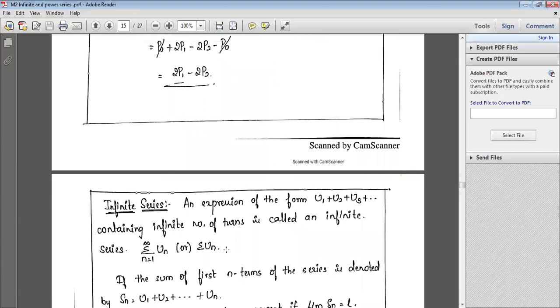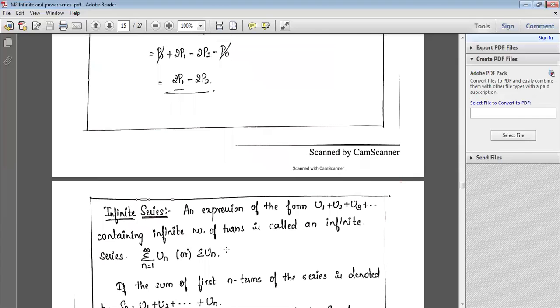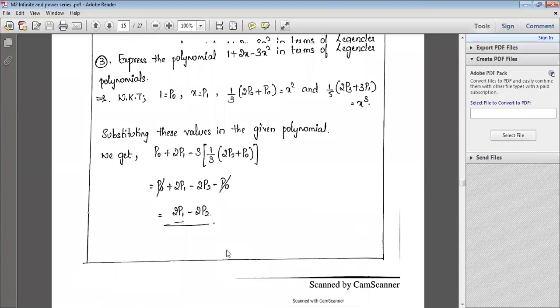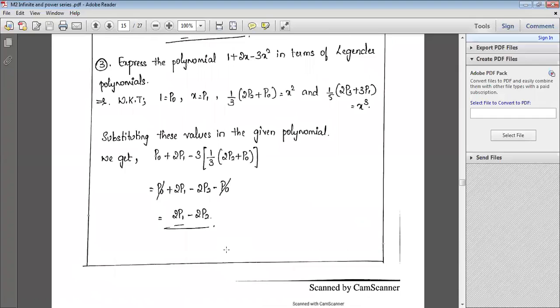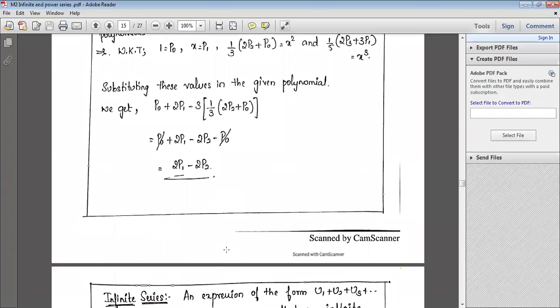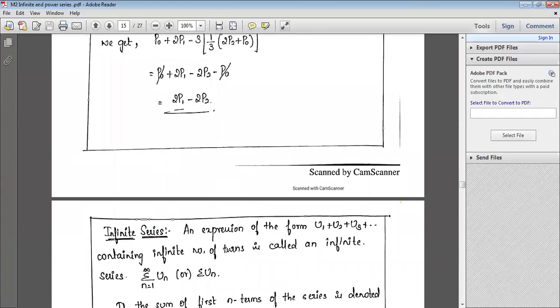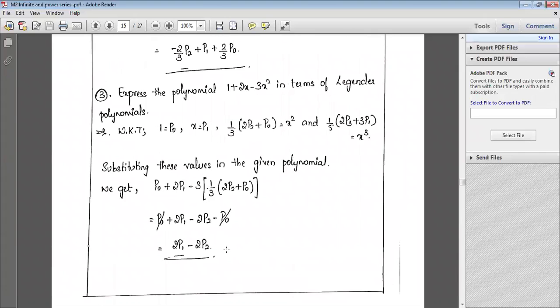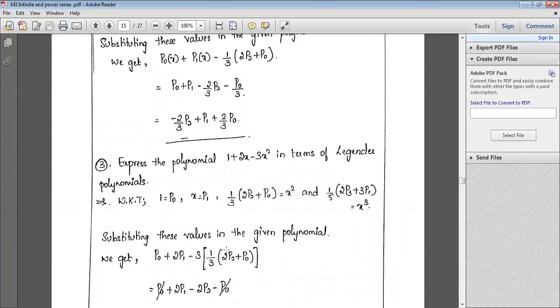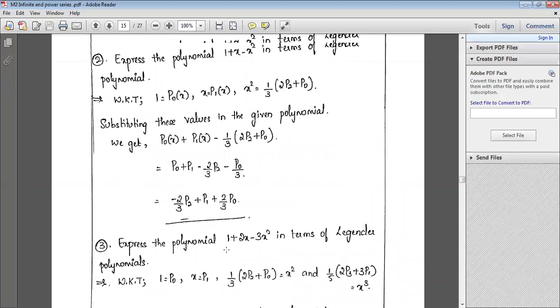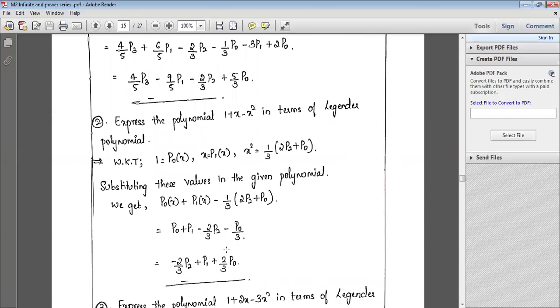Okay, these are the main important things in power series. Infinite series, we will explain infinite series. Okay, these are the main important problems on polynomials in terms of Legendre's polynomial. Express the polynomial 1 plus x minus x square in terms of Legendre's polynomials.